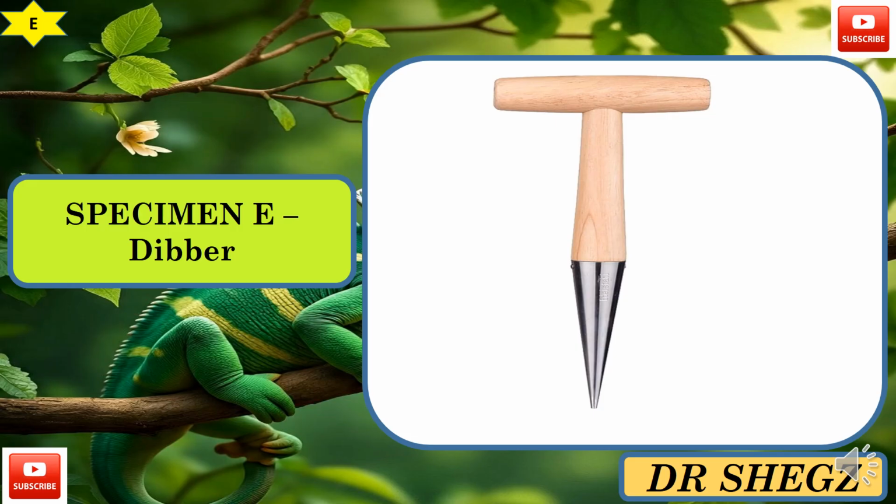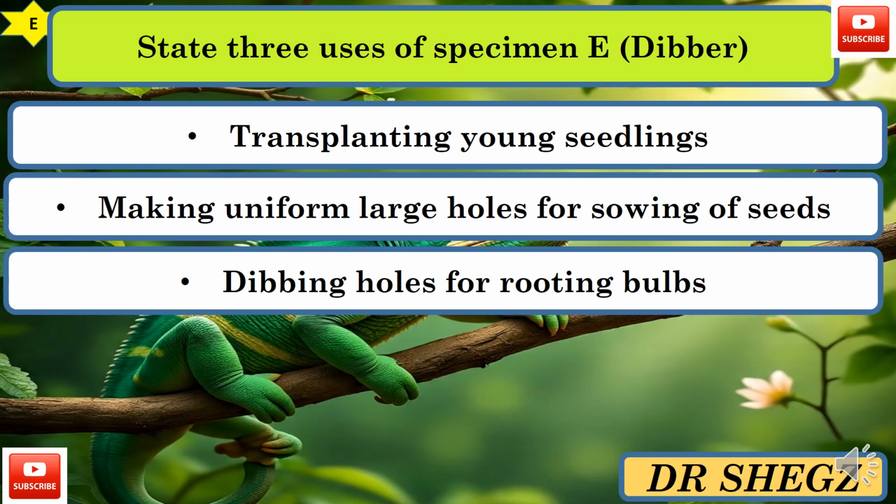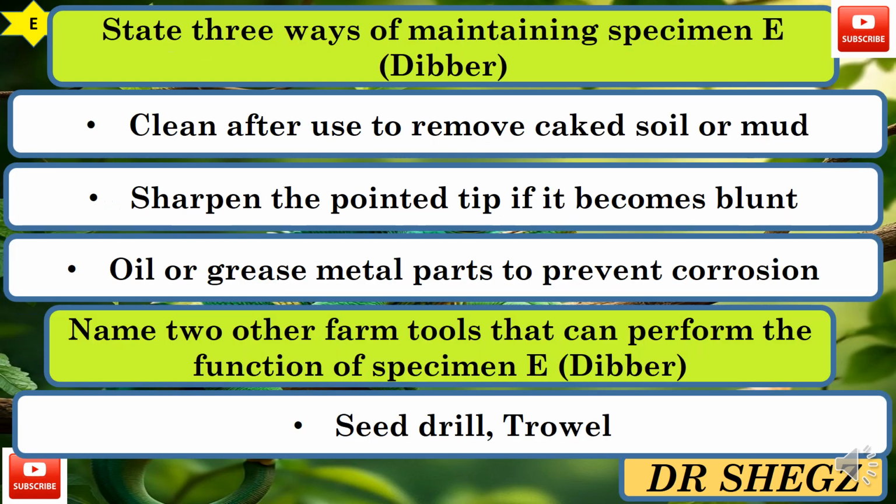Straight wooden handle, as you can see here, it's a straight wooden handle with a conical or pointed tip at the end, and could have T-shape handles for better grip. 3 uses of specimen E. You have transplanting young seedlings, making uniform large holes for sowing of seeds. It's very effective in that manner, and digging holes for rooting bulbs. It's very, very efficient.